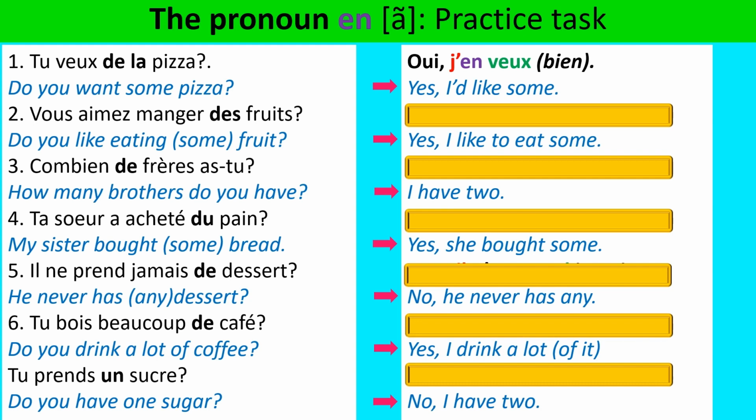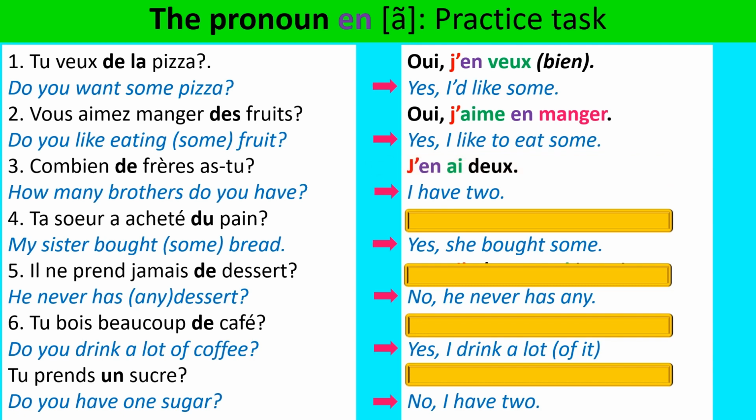Numéro 2. Vous aimez manger des fruits? We've got the infinitive verb manger. Therefore, oui, j'aime en manger with en before the infinitive verb. Combien de frères as-tu? How many brothers do you have? The answer: J'en ai 2. I have 2. Ta sœur a acheté du pain. Ta sœur en a acheté. We put en before the auxiliary verb.